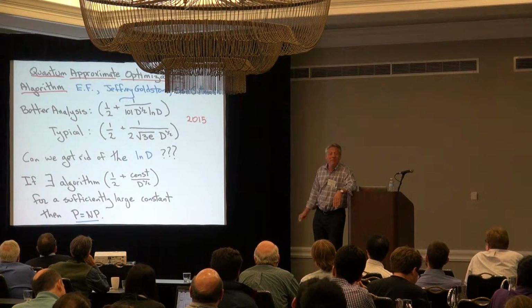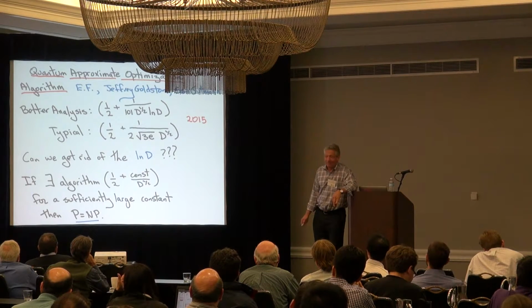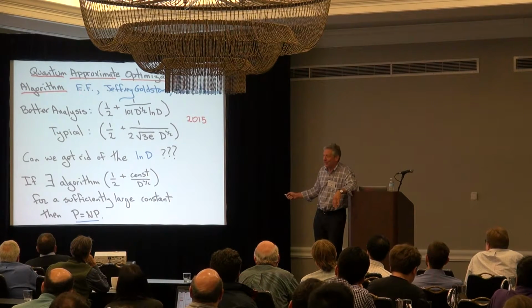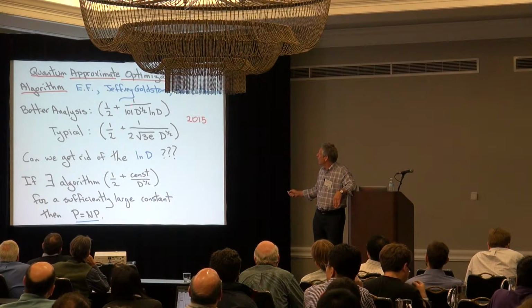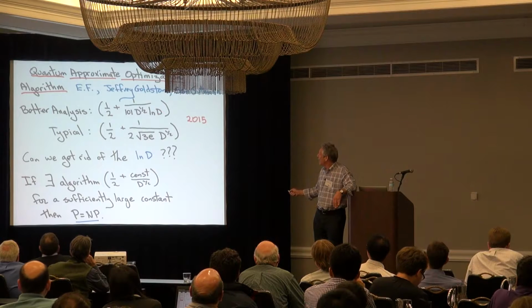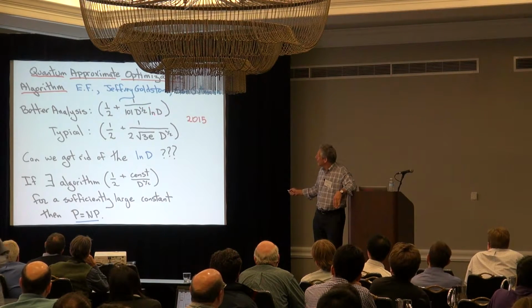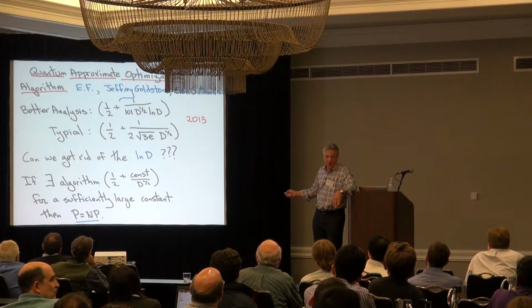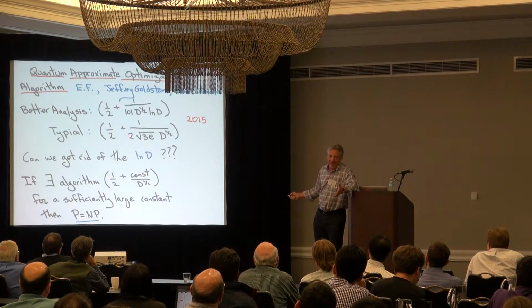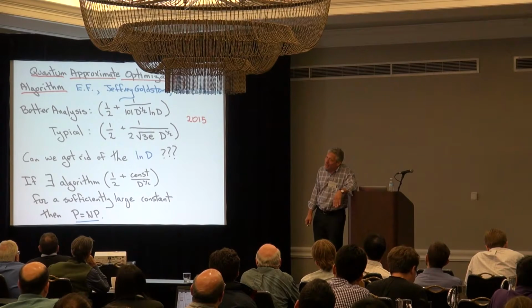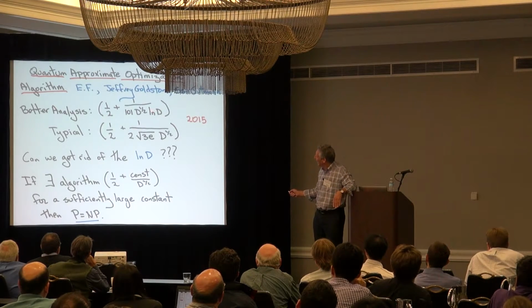And we then improved the analysis of our algorithm. We didn't change the algorithm, we just improved the analysis. And we achieved the half plus 1 over 101 d to the 1/2 log d. So our algorithm still, it's not as good because of the log d. Now, I don't know whether we can get rid of that log d or not. I know we couldn't get rid of it trying very hard.